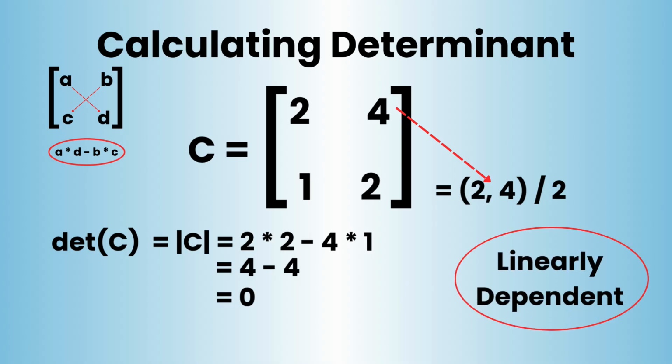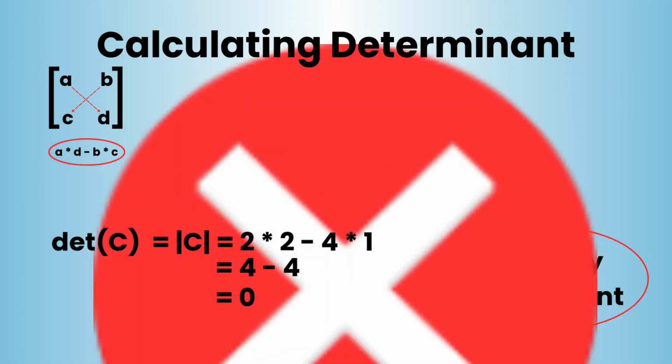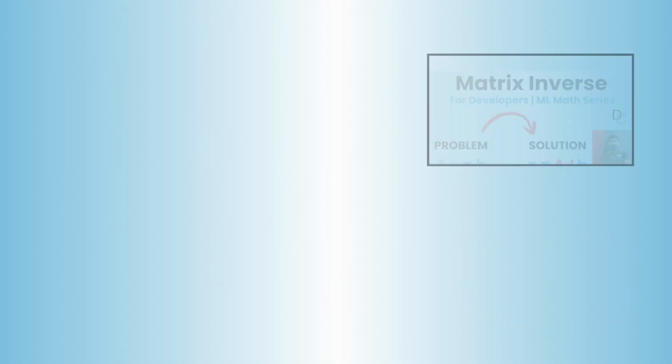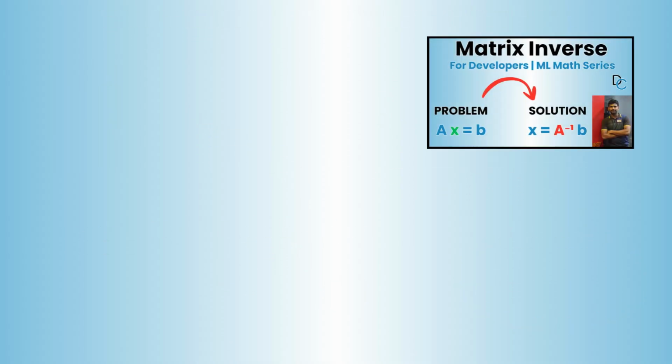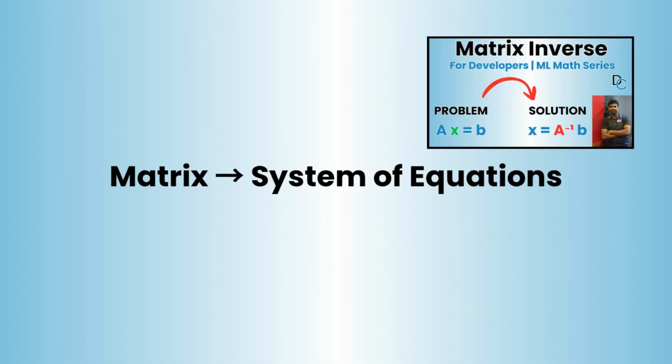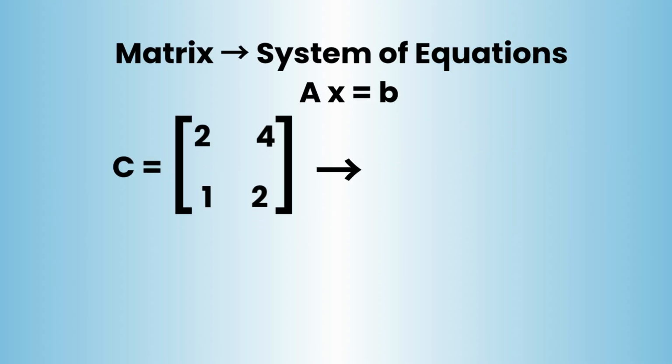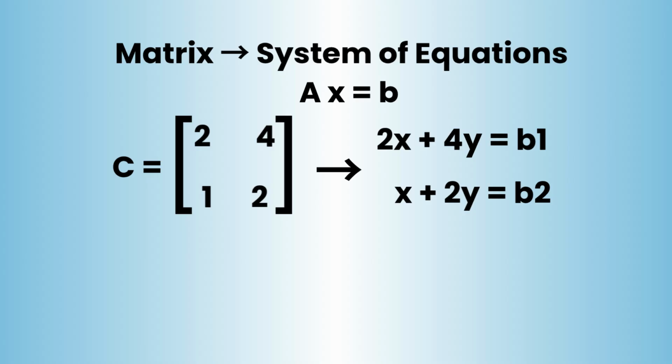Whenever the determinant is 0, the rows or columns of the matrix are linearly dependent, and the matrix has no inverse. Here is why that actually breaks things. Remember from the matrix inverse video, a matrix represents a system of equations Ax equals b. If we write out what C actually says, it's 2x plus 4y equals b1 and x plus 2y equals b2.